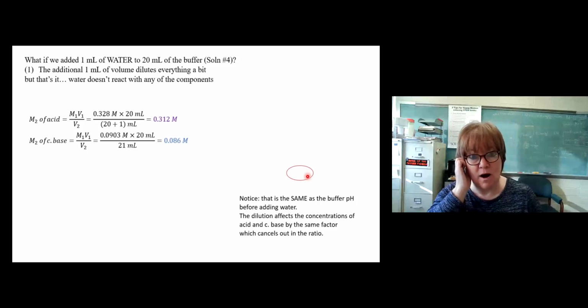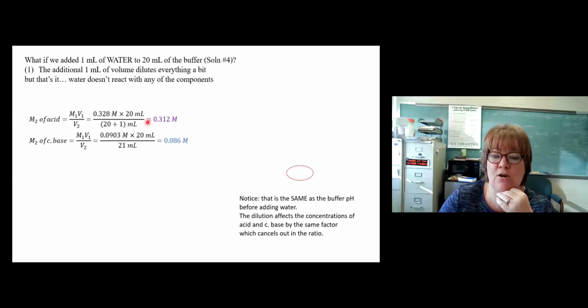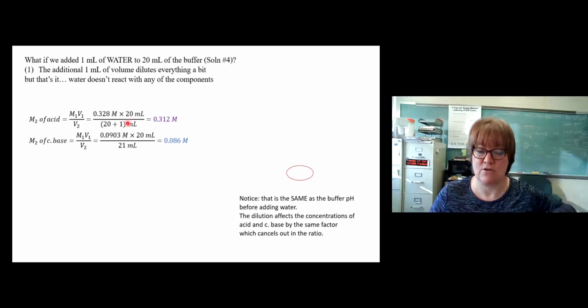Okay, but what if I added water? I could add water to this system. All I really have to worry about is the dilution factor. I am going to dilute everything, but I'm not going to worry about a reaction. Water's not going to react with either component that's already there. So I just have to consider the effects of dilution. But we already had calculated those diluted volumes. The fact that I diluted it with water versus hydrochloric acid or sodium hydroxide doesn't change the dilution concentration.